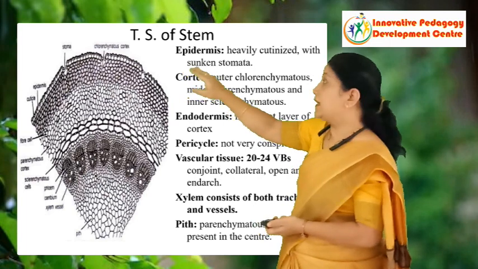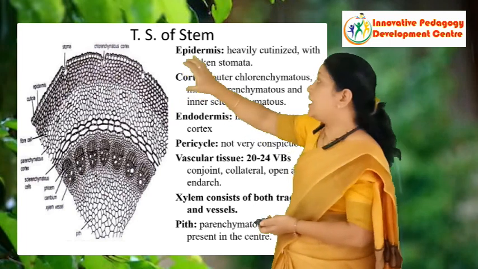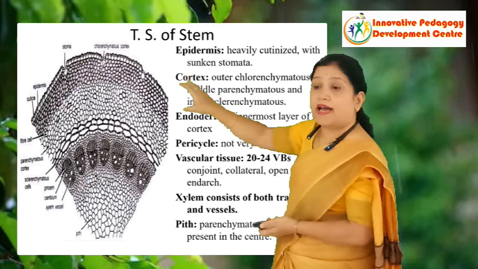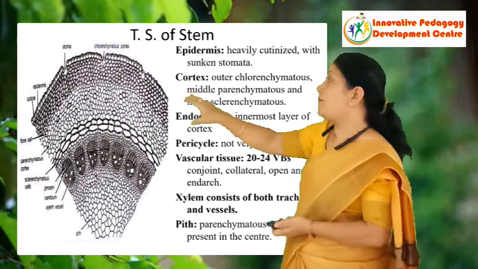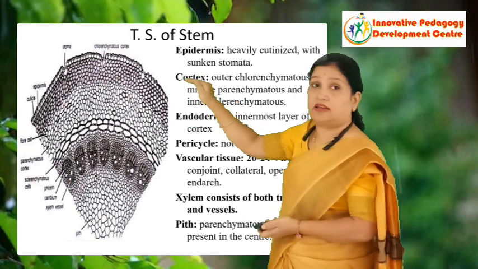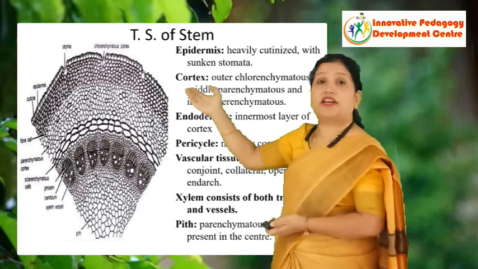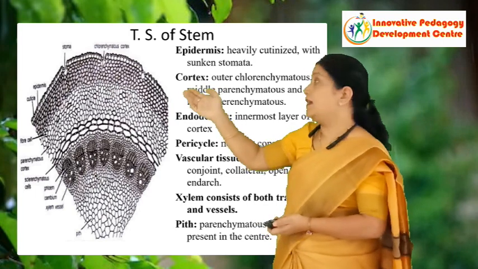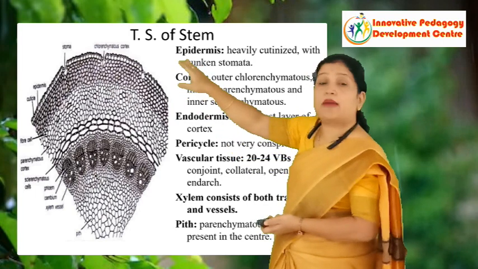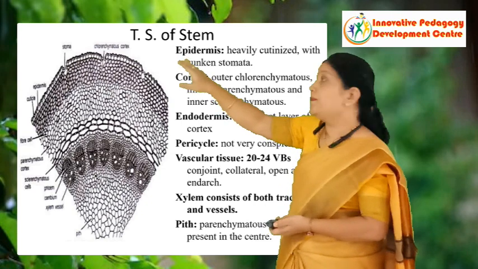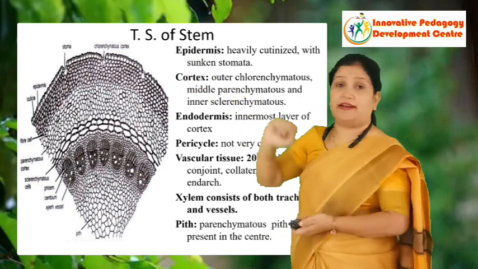That means there should be clear-cut discrimination regarding the collenchyma, parenchyma, and the sclerenchyma, which is present in the cortical region. So the cortex is differentiated into such three types of cells. So here in this particular diagram, you can clearly see these three different layers.